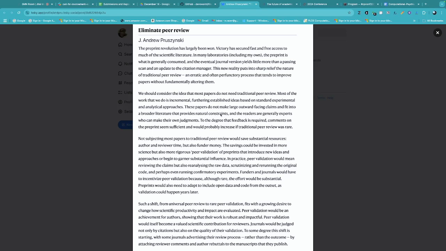"This new reality puts into sharp relief the nature of traditional peer review, an erratic and often perfunctory process that tends to improve papers without fundamentally altering them." So this is where he's talking about this sort of iterative improvement of papers. But what tends to happen is people will post a preprint and they'll post updates, and then the final version in a journal might have some minor changes from those ideas that were posted in a preprint. And so people will just use the preprint because they can get access to it and because it's virtually indistinguishable from the final paper.